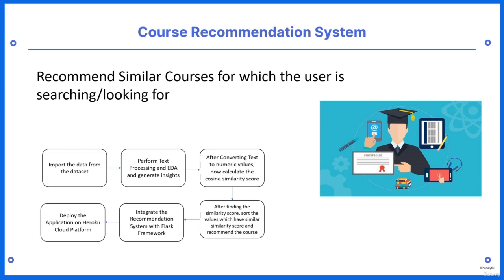We'll import the data from the dataset, we'll perform EDA and generate insights, and then we'll convert the text to numeric values and get some cosine similarity score. Based on the cosine similarity score, we can recommend similar things which have a similar score. After finding the similarity score, we will sort the values and recommend the course, and then integrate the recommendation system with the Flask server and deploy the whole application on Heroku.